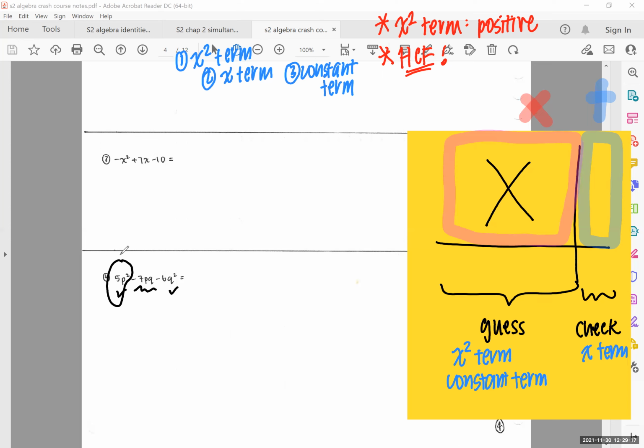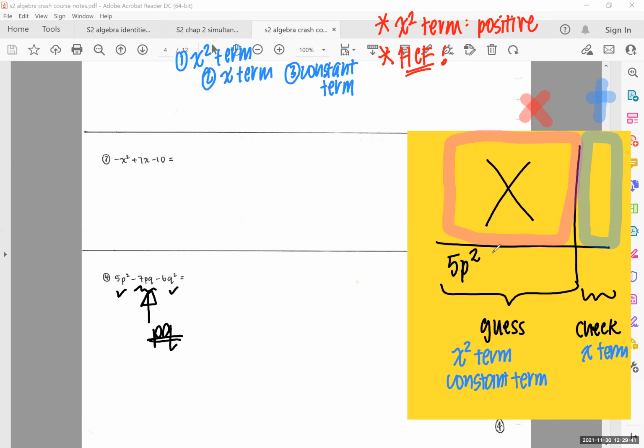Next, HCF. Is there any HCF between 5, 7, and 6? No. Now, can you see here is a square term and a square term? Remember I told you over here is a square term and a constant term? Yes. So this is actually technically not a constant term. Why? Because there's P and there's Q. There is unknown in it. Clear so far? So I'll put my 5p square here.